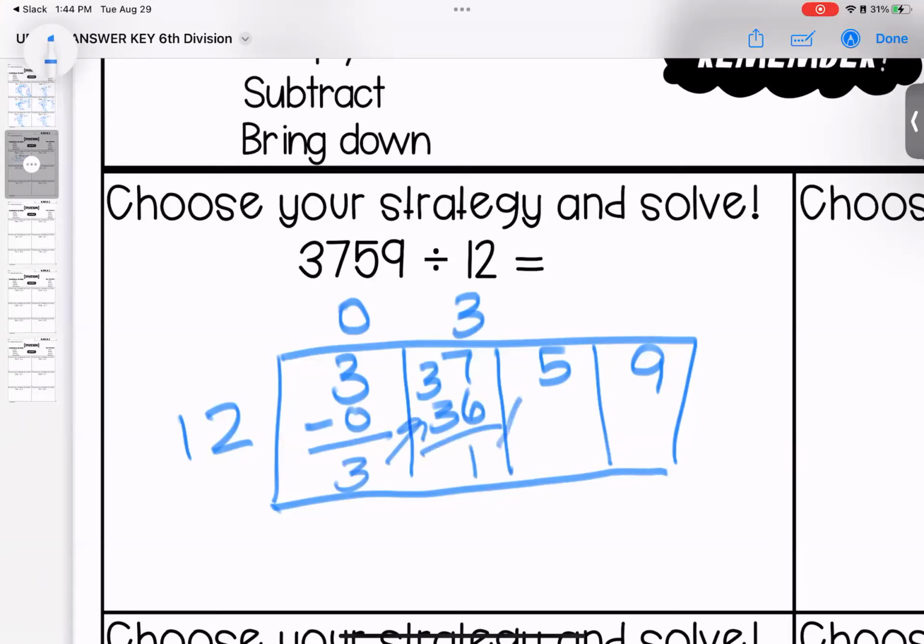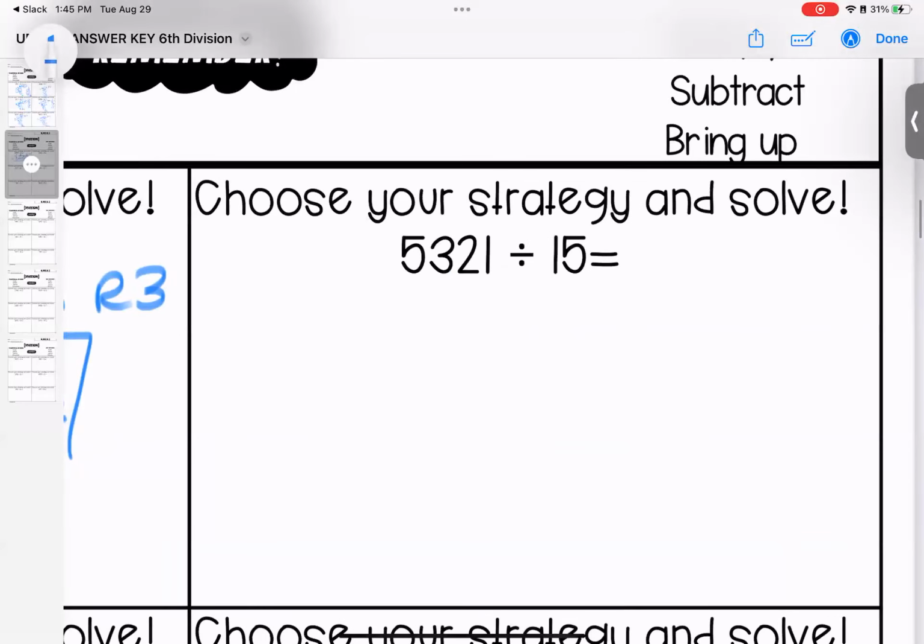Subtract for 1, bring it next door. 12 goes into 15 1 time because 1 times 12 is 12. Subtract. 15 minus 12 is 3. Bring it next door. 39, closest we can get is 3. 3 times 12 is 36, leaves us with 3. That is our remainder, 313 with a remainder of 3.